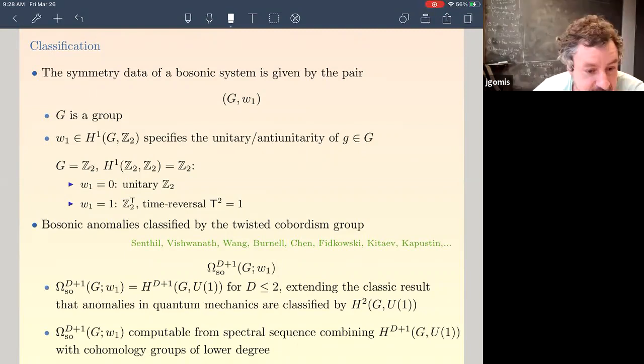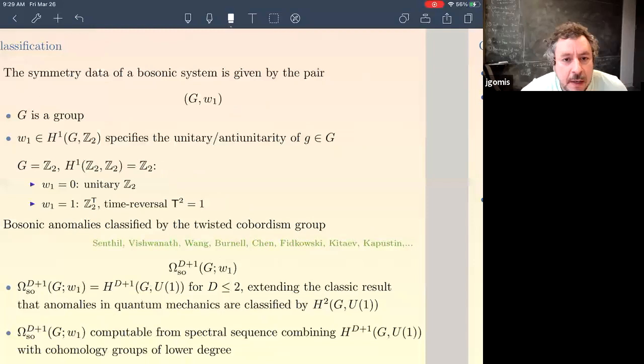Now, how do you compute this beast? These are rather formidable, and I will describe this in a bit more detail when we come to the fermionic systems. But essentially, this can be computed from a particular spectral sequence that combines the highest group cohomology degree with cohomology groups of lower degrees. Then you have maps between these cohomology groups, and this defines a certain extension problem. And this extension tells you what classifies anomalies in D dimensions. When we come to the fermionic system, we will see how these different cohomology groups of lower degrees, which we call cohomology layers, leave a particular imprint in the Hilbert space of your system. Okay. So now, what about fermionic systems?